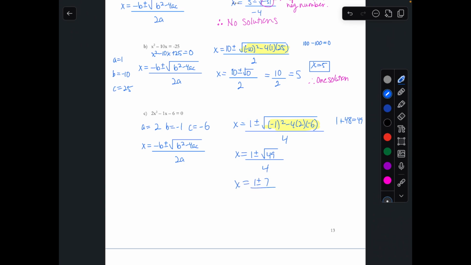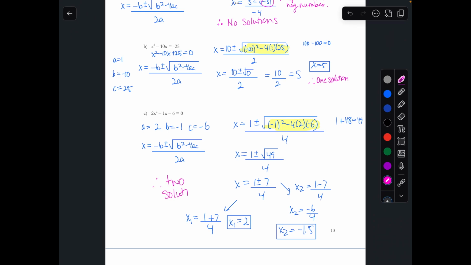All right, and that simplifies to 7 over 4. So I'm going to actually end up getting two solutions here. One I'm going to call x1. So x1 is going to be 8 over 4, which ends up just being 2. And then x2 will be 1 minus 7 over 4, which is -6 over 4, which we can write as -1.5, that is fine. So therefore, two solutions.